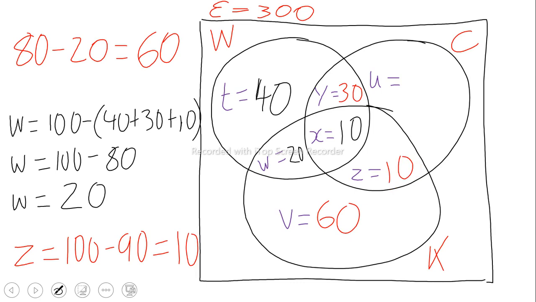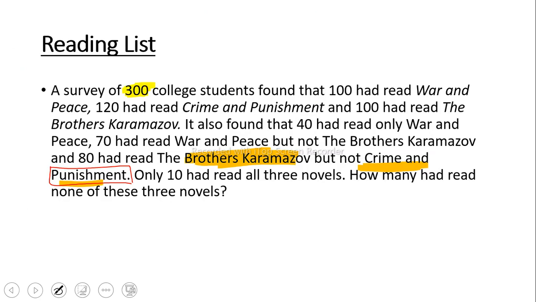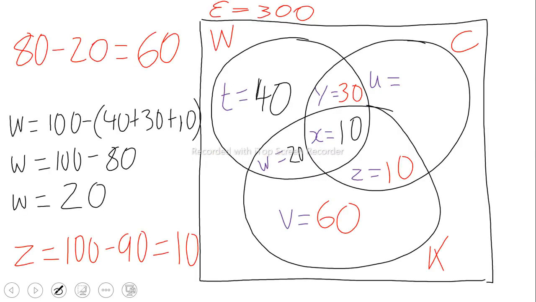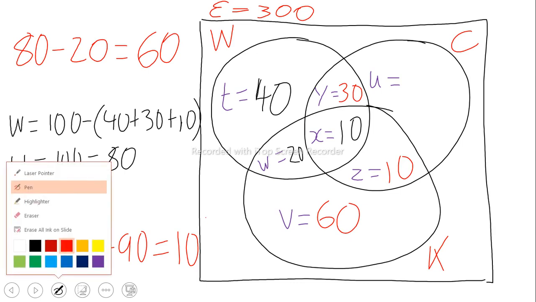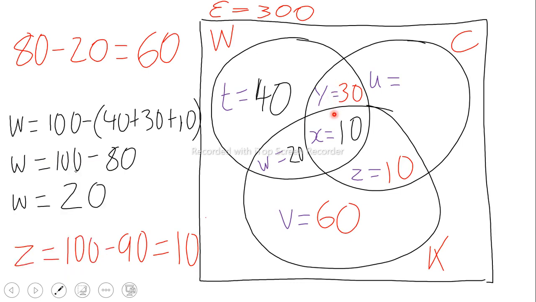U. We know that crime and punishment, how much did we have for crime and punishment? 120. So if 120 were at crime and punishment, that means we need to add 30 and 10 and 10, and then subtract it all from 120 to get what U is. Because remember, all of this is supposed to be equal to 120.